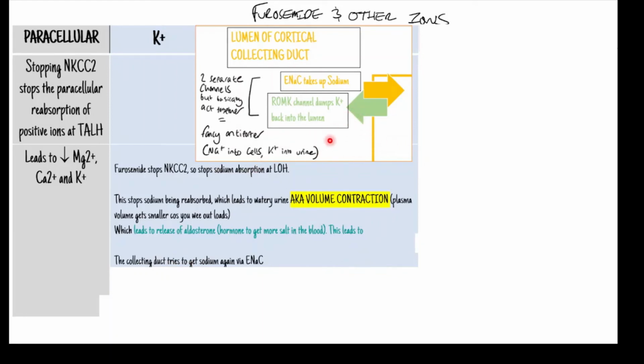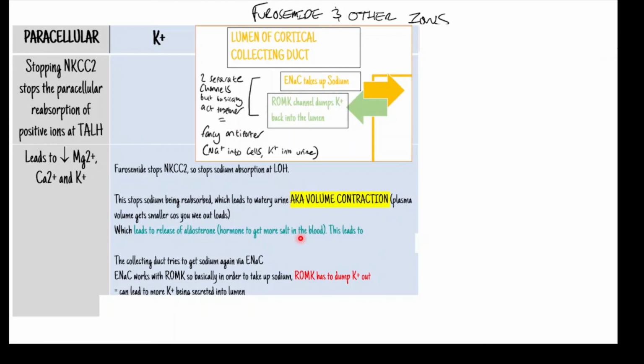Why? Because your kidney has sensed that you're weeing out too much. So your collecting duct, which is responsible for fine-tuning the water balance, wants to get more sodium in, because where sodium goes, water follows. So basically your collecting duct is trying to get more water in to correct this volume contraction.